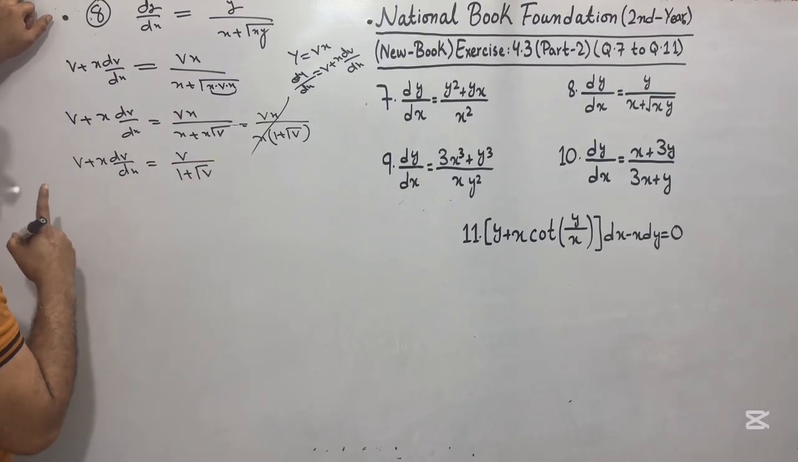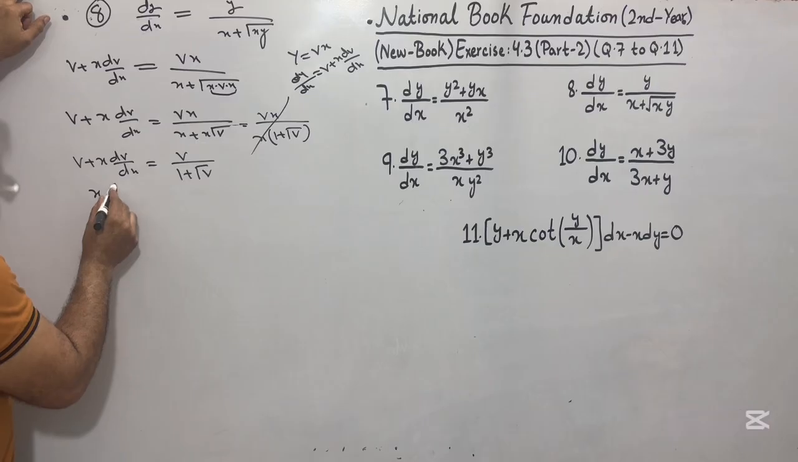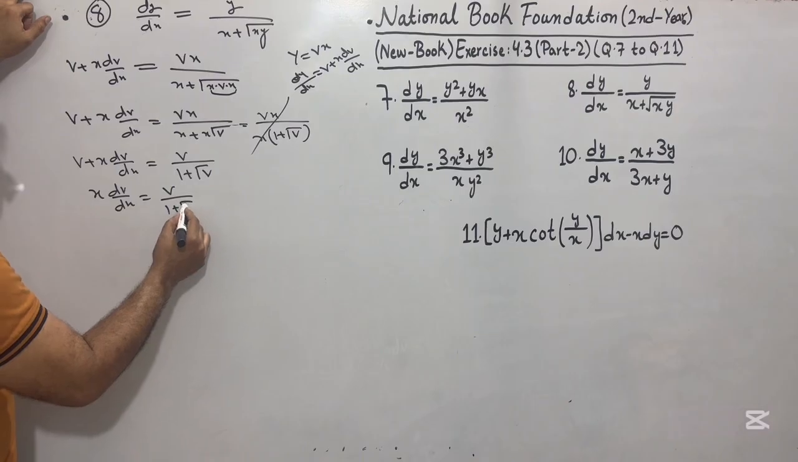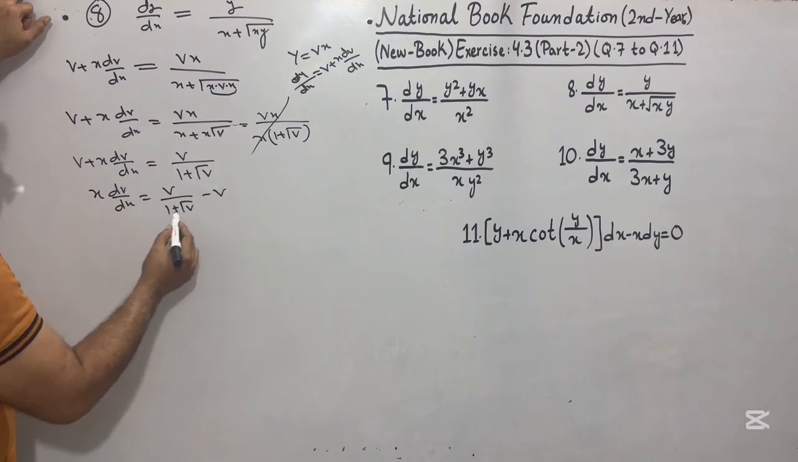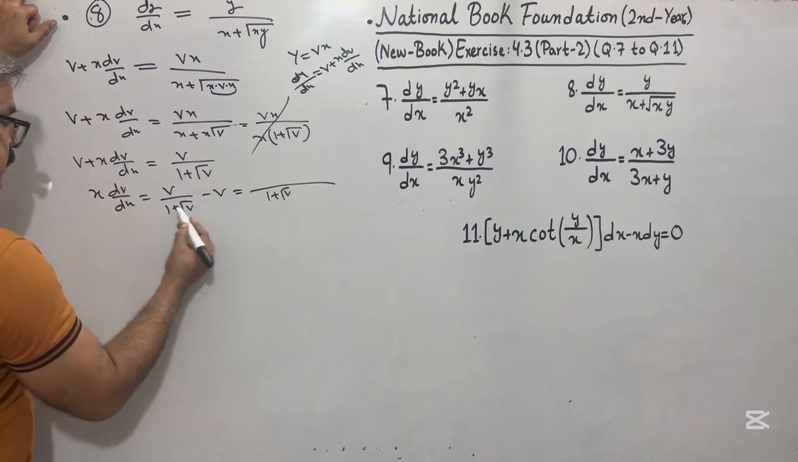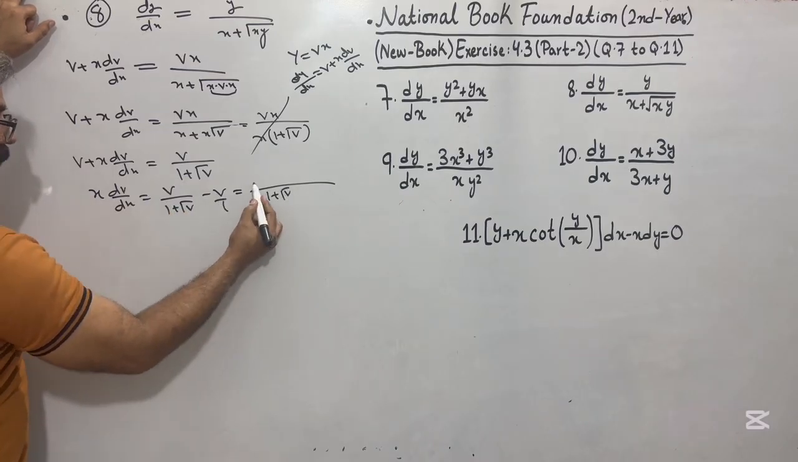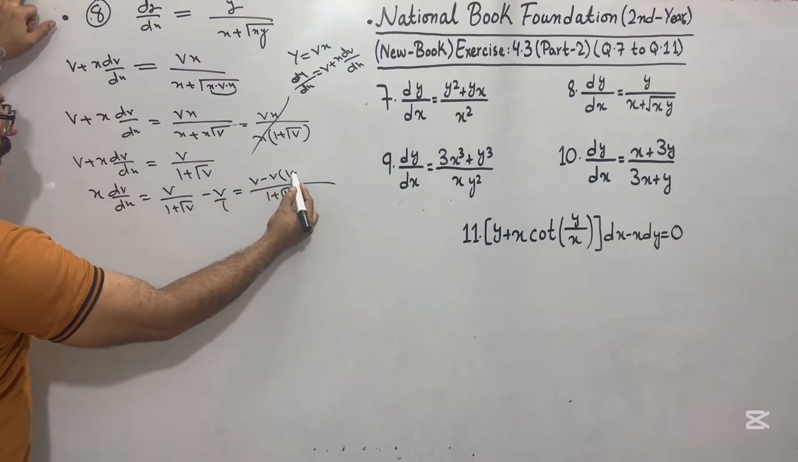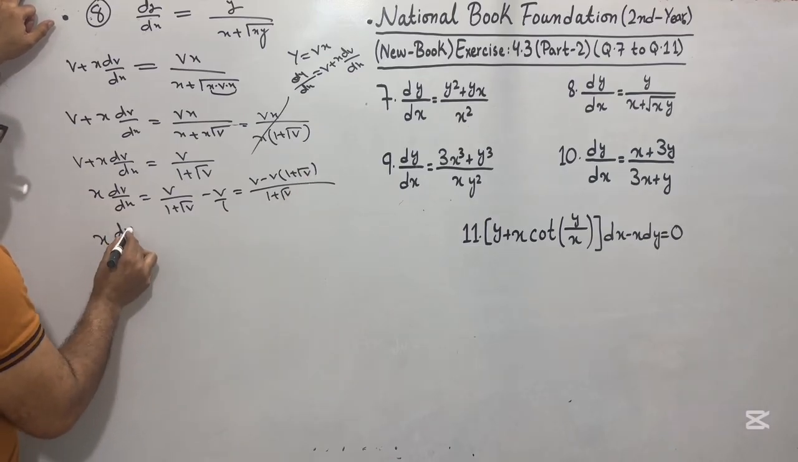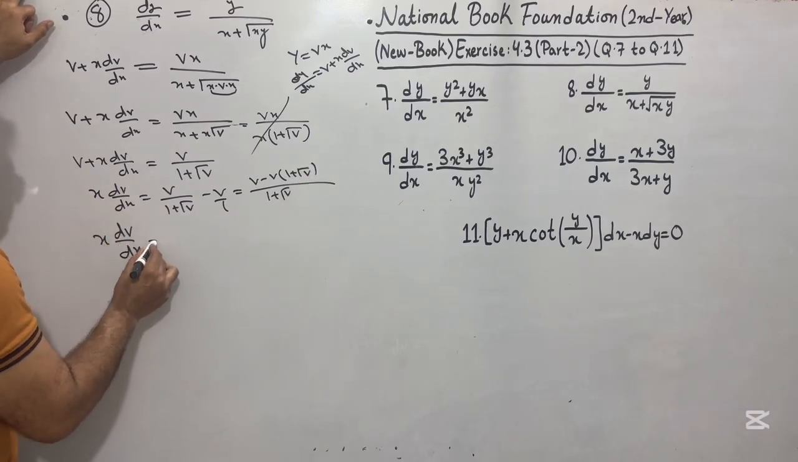Shift v from right to left, changing its symbol. x dv over dx is equal to v over 1 plus root v minus v. Taking LCM, 1 plus root v, v minus v times the bracket 1 plus root v. We have x on the left hand side, x times dv over dx.